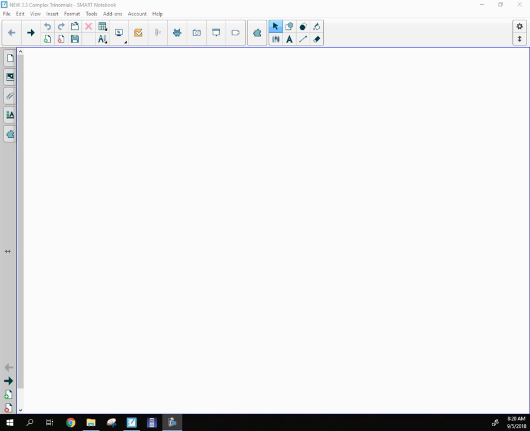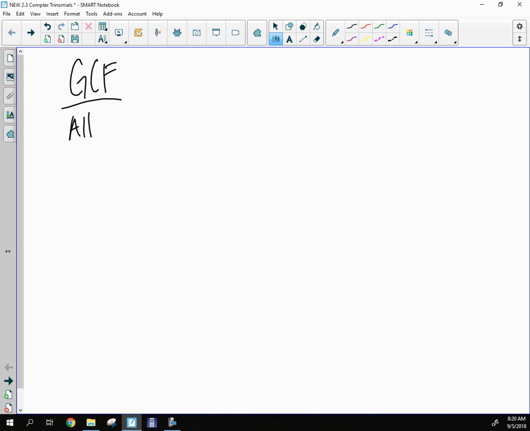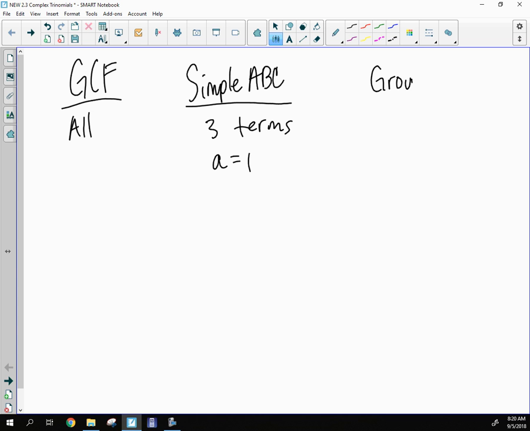Okay, so at this point, now we know three different types of problems. So I'm just going to summarize them real quick. You know that a GCF could apply to all problems, so you always have to check if there's a GCF. We know a simple ABC. Simple ABC has three terms, and it also has a equal 1. The third one we know is a grouping problem. Grouping is the easiest one to tell because it's the only one that has four terms.